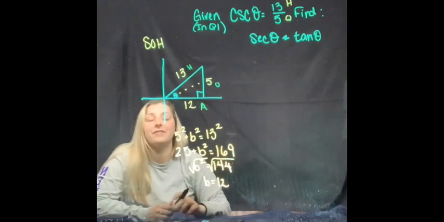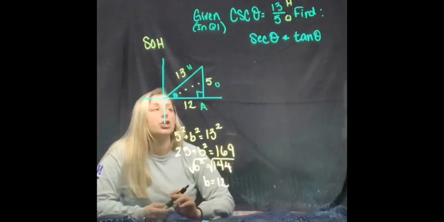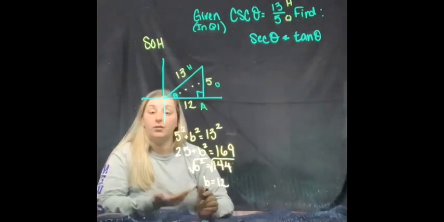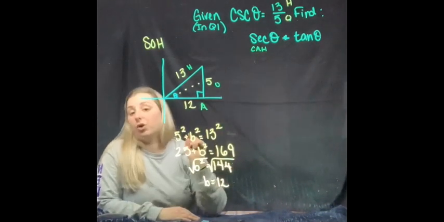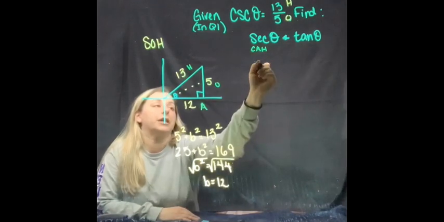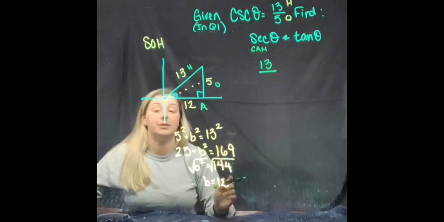So now let's go ahead and find out what the trig ratios are so that we can actually do secant times tangent. So the secant, remember, is the reciprocal of cosine, and cosine, remember, is CAH. So we really want H over A. Well, the hypotenuse there is 13 over the adjacent piece, and the adjacent piece here is 12.